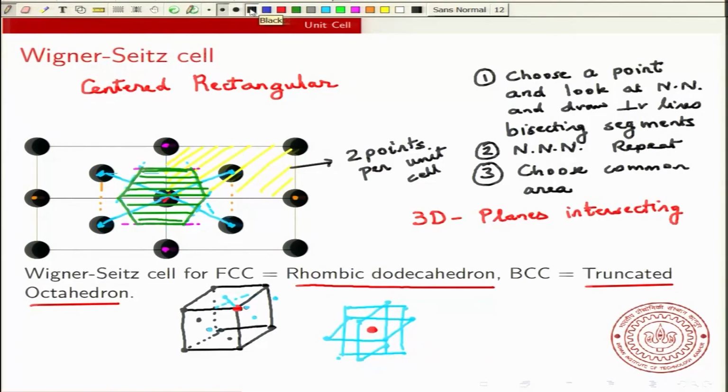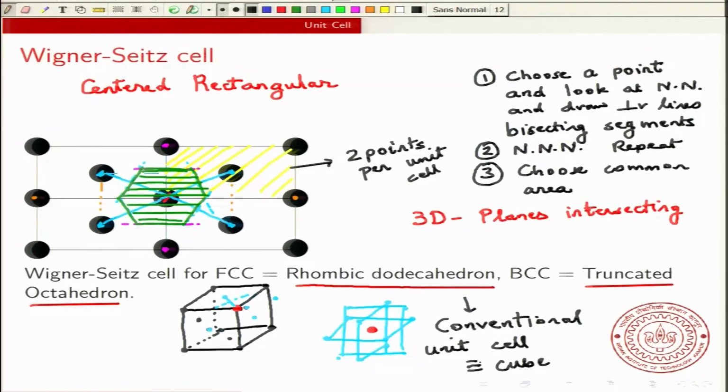However, when we are dealing with unit cells for FCC or BCC, we will use the conventional unit cell, which is a cube. For FCC it has 4 atoms, 4 points per unit cell. For BCC it has 2 points per unit cell.